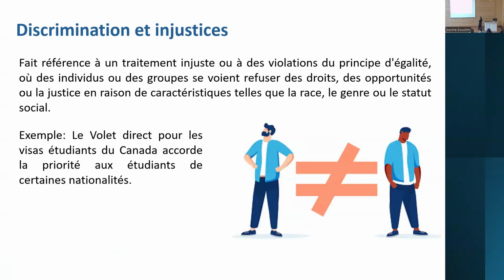And we have discrimination and injustice, which unfortunately mostly comes back to politics. It's unjust treatment or violation of the rights of people. For example, we had a program in the Canadian government called the Student Direct Stream that facilitated the study permits of students from certain countries. Fortunately, it has been canceled now, to have a fair judgment of students in the same process.